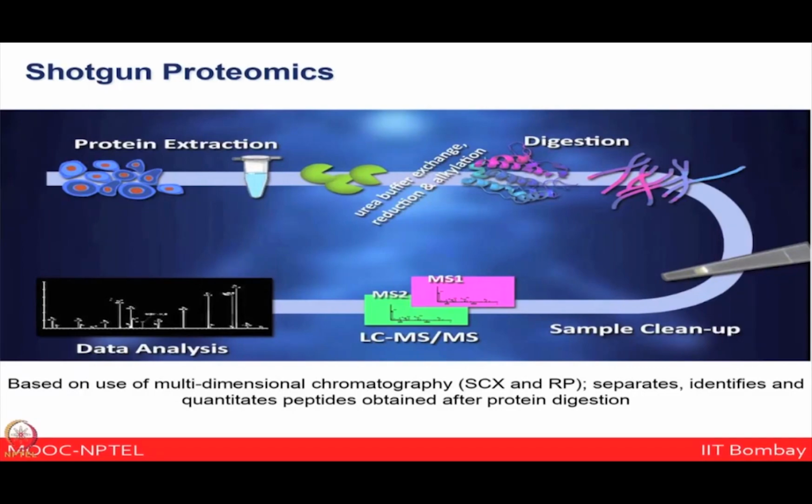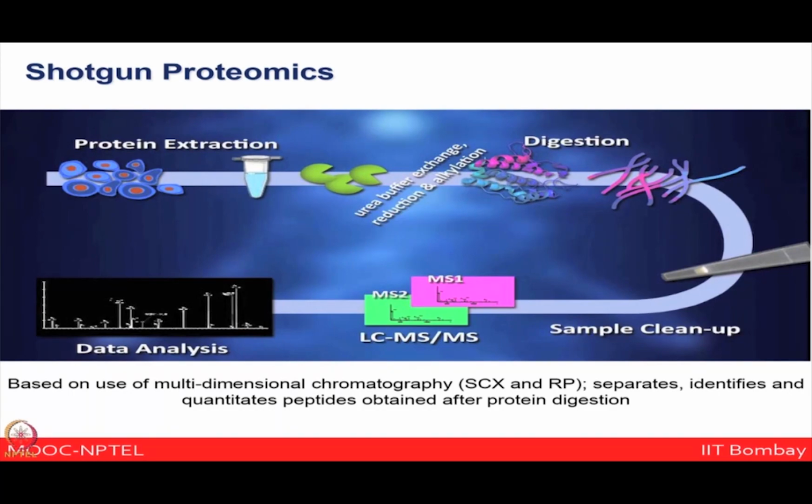The image shown here is for shotgun proteomics. You do not use the gels; you directly solubilize the protein, do the reduction, alkylation, followed by treatment with an enzyme like trypsin for digestion. Now, all the proteins are converted to the peptide form. These peptides can now be cleaned up to remove salt and other debris. You remove those artifacts, and now the clean peptides can be directly injected into the mass spectrometer for MS analysis or MSMS analysis.